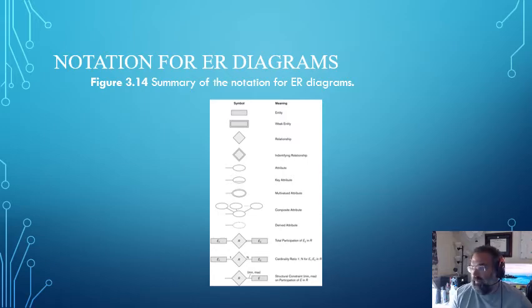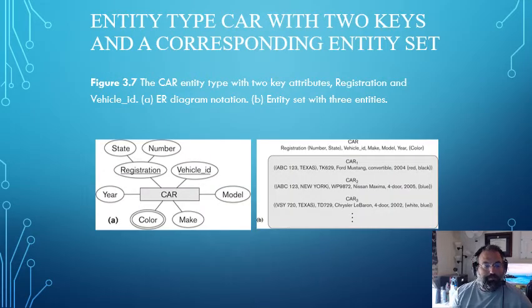So basically we're seeing the things that we just talked about: an entity being a rectangle, a weak entity being a double-lined rectangle, and so on. Entity type car with 2 keys and the corresponding entity set. In figure 3.7, the car entity type has 2 key attributes, registration and vehicle ID. Notice they're both underlined and both inside of ovals. A is the ER diagram notation. B is the entity set with the 3 entities, so basically the corresponding mathematical set, if you will, of the instances.